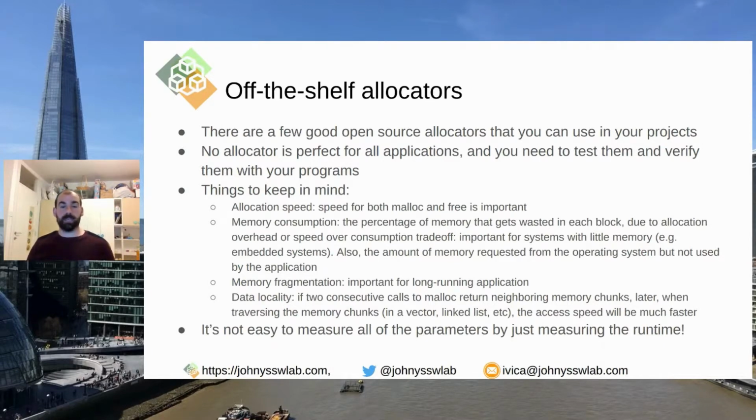And also the data locality. If you have two consecutive calls to malloc that return neighboring memory chunks, later when you're traversing memory chunks in a vector, linked list and so on, this access speed will be much, much faster. So data locality, which maybe is not clear, also affects your program's performance. You can have an allocator that's super fast, but if it gives you chunks that are just scattered around the memory, that might create a problem later. It is not easy to measure all the parameters, but just measuring runtime is a start. How to measure them is a completely another story.